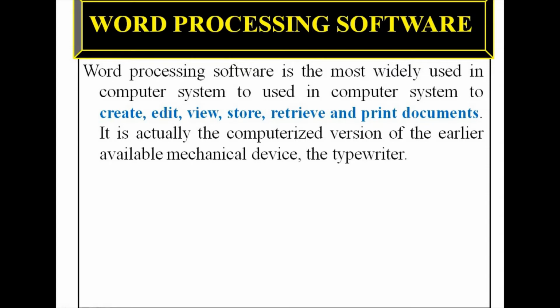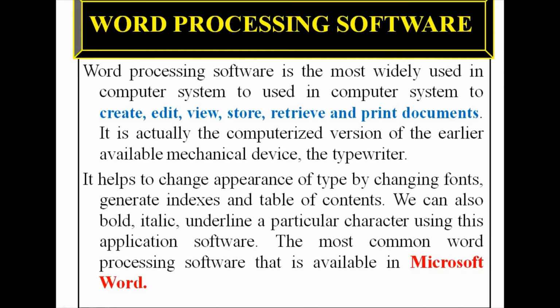Word processing software. Word processing software is the most widely used in computer systems to create, edit, view, store, retrieve and print documents. It is actually the computerized version of the earlier available mechanical device, the typewriter. It helps to change the appearance of type by changing fonts, and to generate indexes and tables of contents. We can also bold, italicize, or underline a particular character using this application software. The most common word processing software available is Microsoft Word.